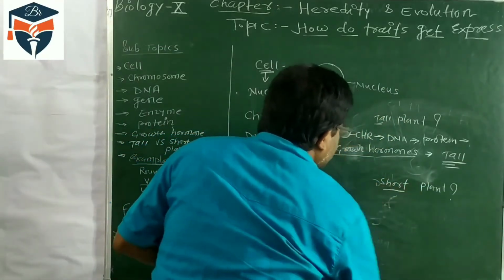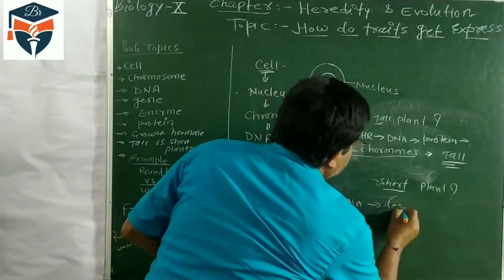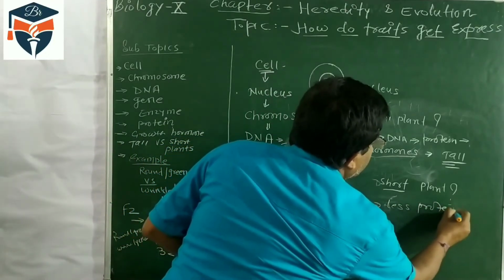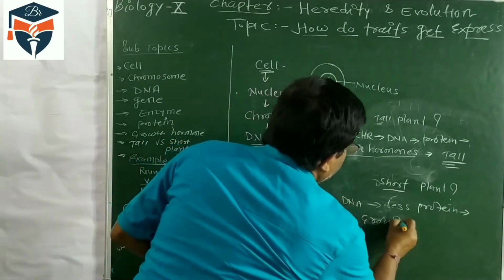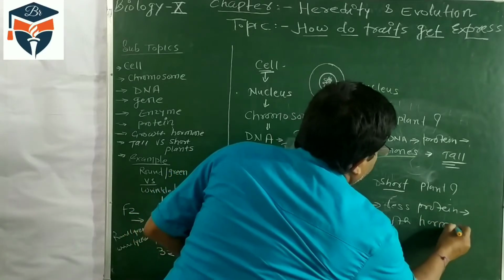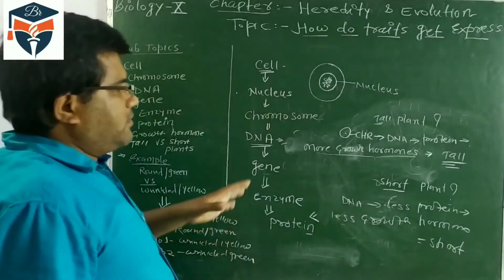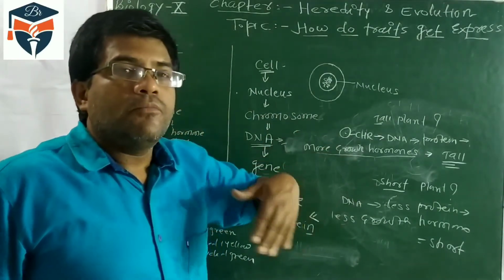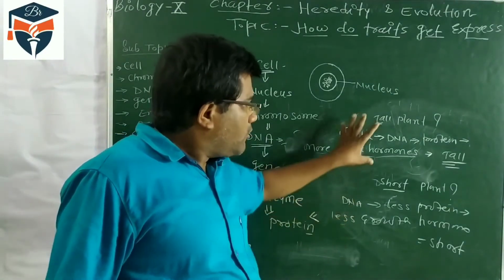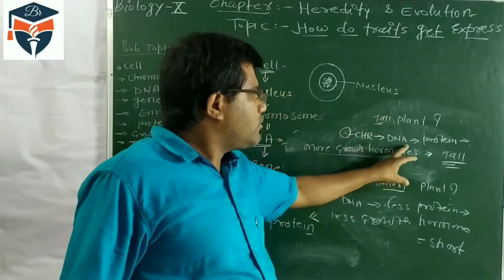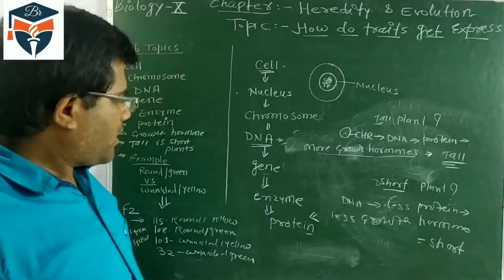Now why are the plants short? Because DNA synthesizes less protein, and when less protein is formed it means less growth hormones, and due to less growth hormone the plant is short. So why are the plants tall? Because more growth hormones are secreted. And why are the plants short? Because less growth hormones are secreted.